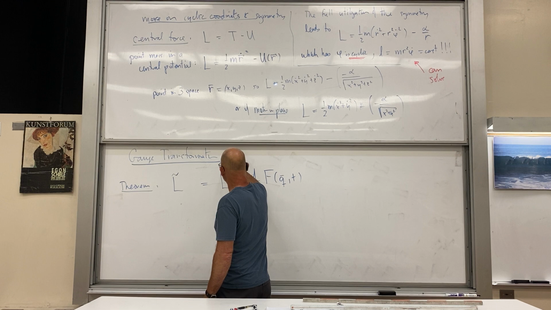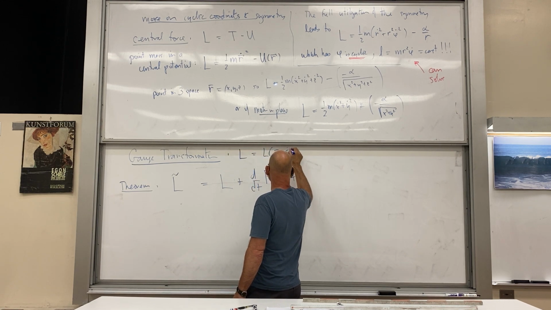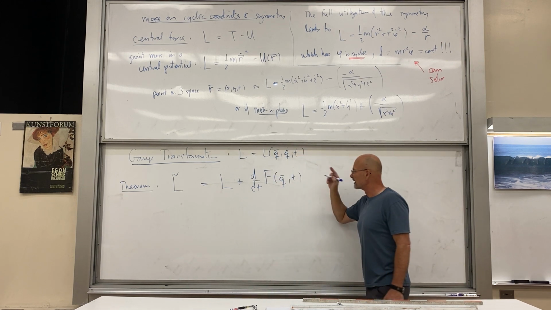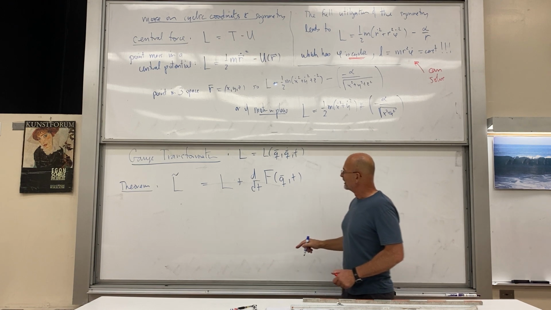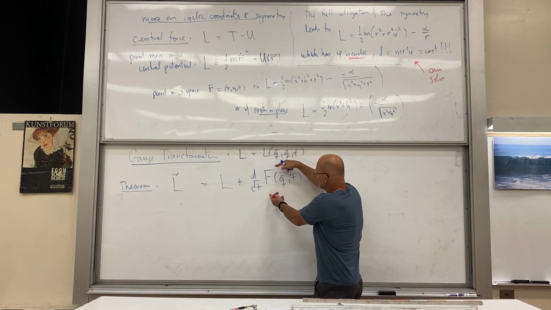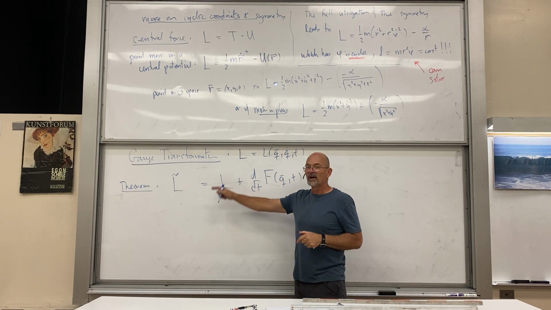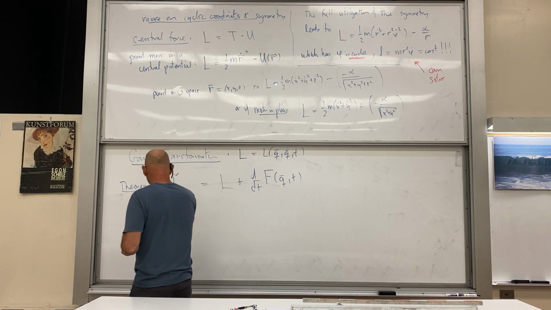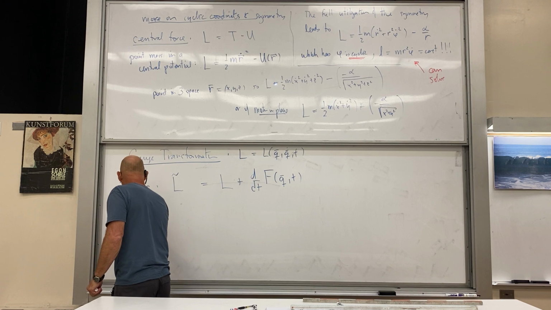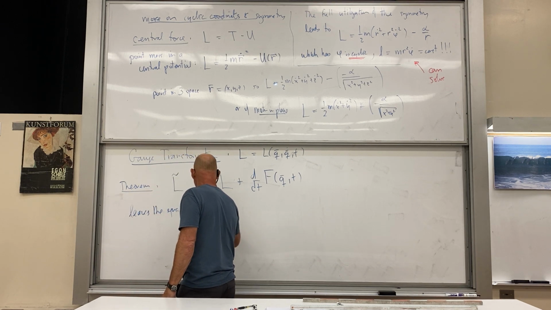And L is going to be L of q, q dot, and t. Okay. All the coordinates, all the generalized velocities, and the time. So here's what the theorem says. You can add any complete time derivative of any function of the coordinates and time, and it will leave the equations of motion unchanged.